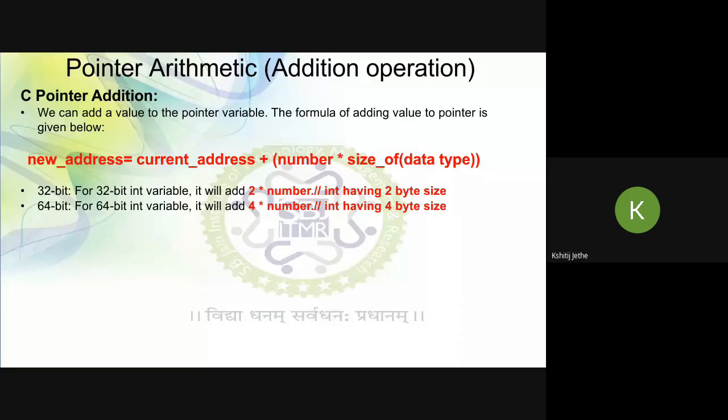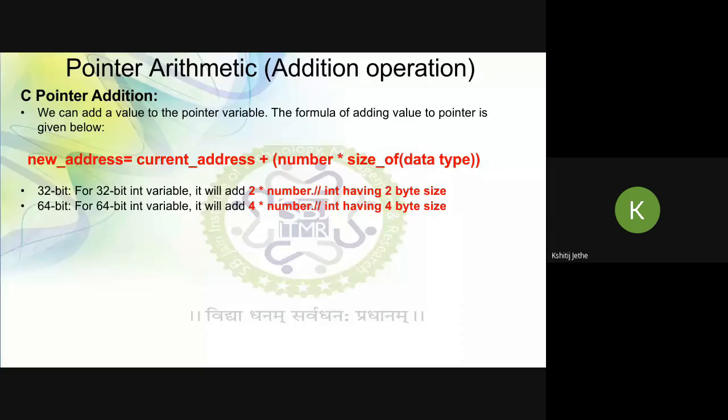So how do we find the next address when we jump from one location to another using the increment or decrement operator? For that we can perform a simple addition operation, and the formula is given here: new address is equal to current address plus number into size of data type. Number indicates how many locations you want to jump, or how many numbers you want to add to the current address.